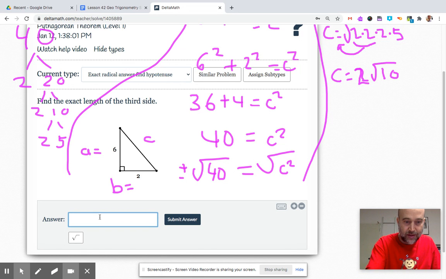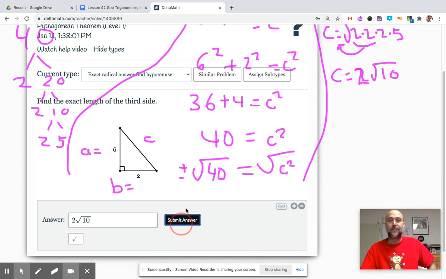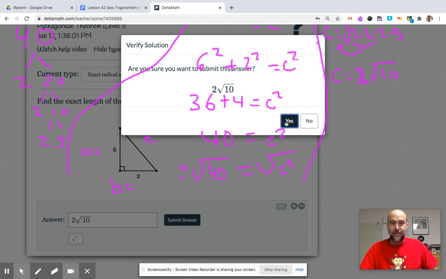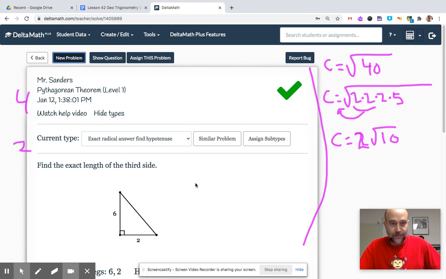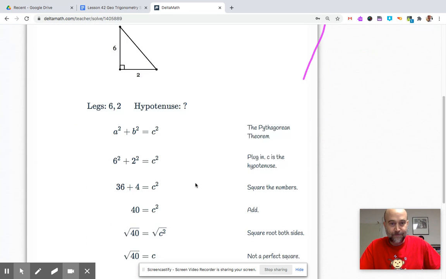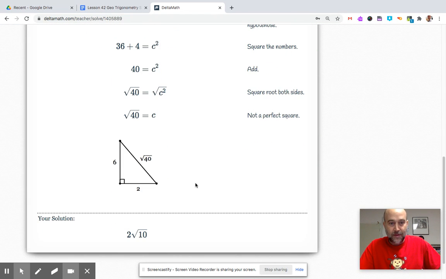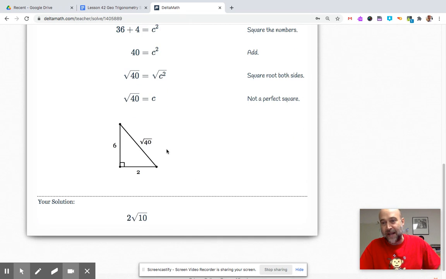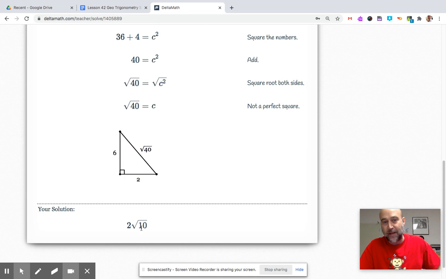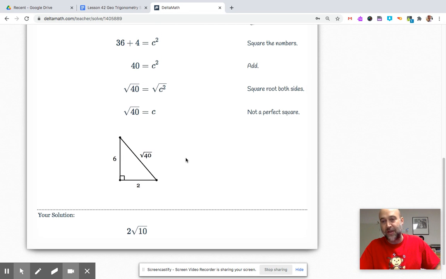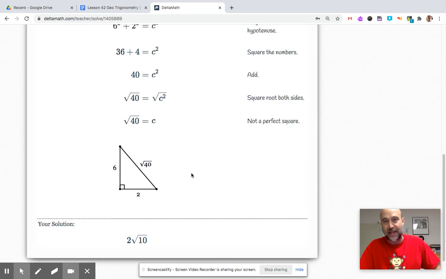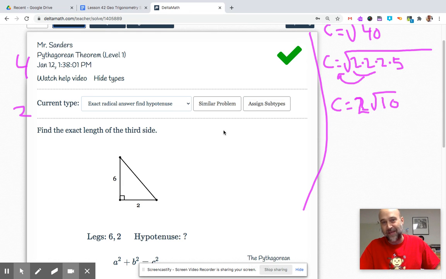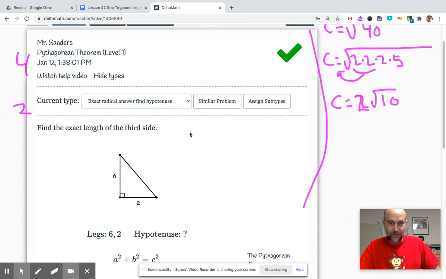Answer: 2 radical 10. Yep. They're keeping it as square root of 40, but at this level, you need to practice pulling out your pairs and simplifying your radical. So notice they gave me an okay, even though it's not exactly. All right.